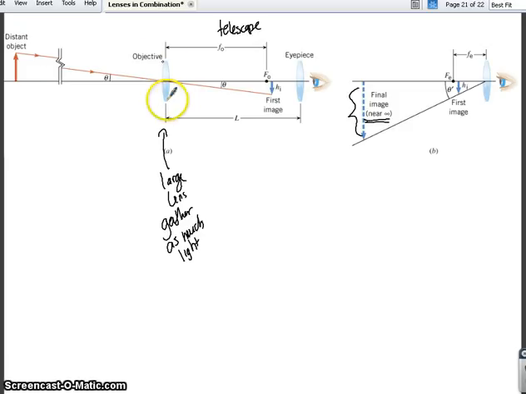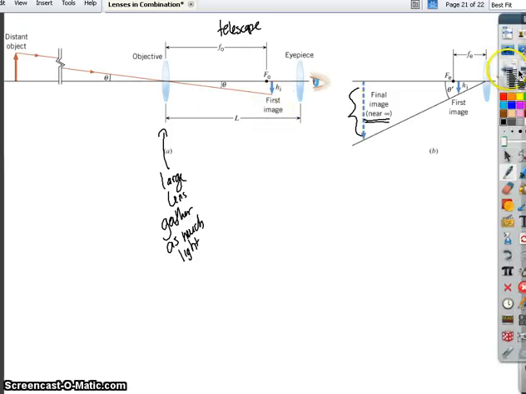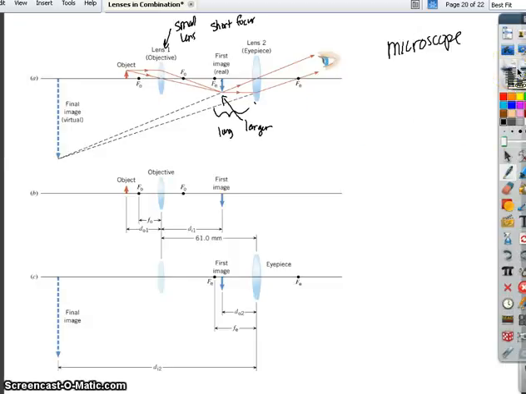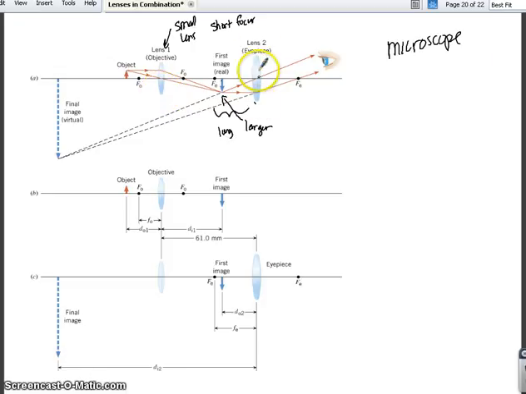A telescope has a large, big lens and a small eyepiece to gather as much light as it can, whereas a microscope has a very, very small first lens and a very, very big second lens. And these are almost always the examples in lenses and combination problems, because these are the two things that people use on a very common, daily basis when doing biology and or astronomy.